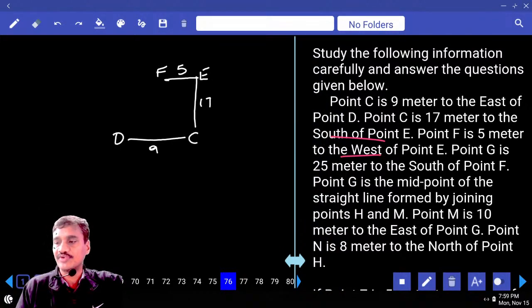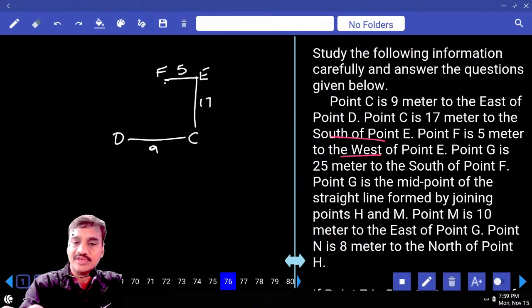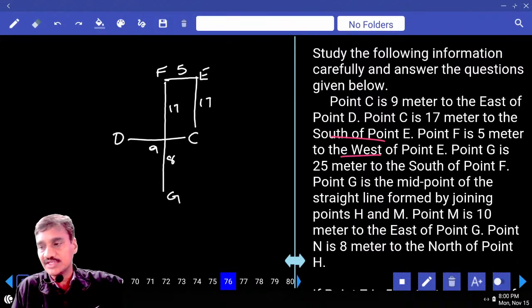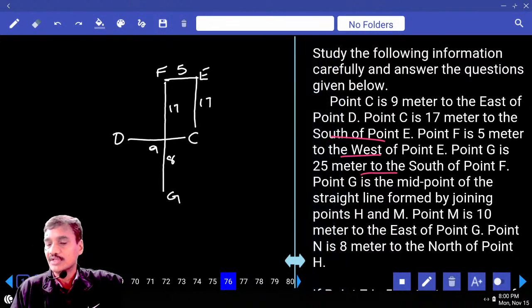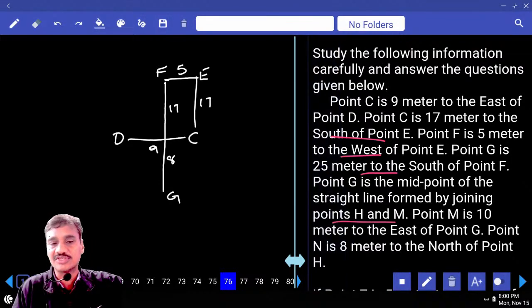And G is 25 meters to the south of F. From here, 25 meters means this is 17 and this is 8. 17 plus 8, that is 25. G is 25 meters to the south of F. G is the midpoint of the straight line joining H and M. G is exactly between H and M.